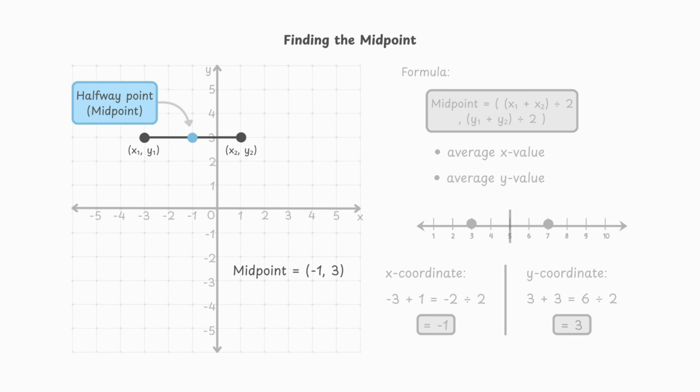The important thing to remember is this: average the x values, then average the y values. So whenever you're given two coordinates, do not try to guess the middle point by eye. Use the formula carefully, step by step. Add the x values, divide by 2. Add the y values, divide by 2. Then write your final answer as a coordinate.